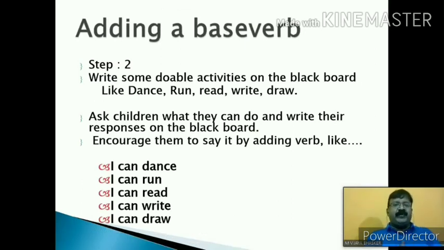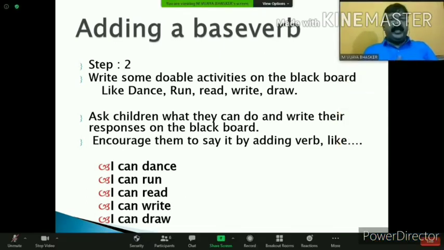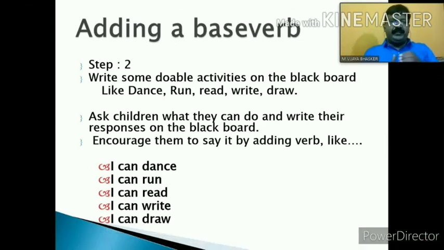Add a base verb to the expression, that is I can. For this purpose, you have to write some action words on the board. And these action words are nothing but the doable activities of the children. I have given you some examples here like dance, run, read, write, draw, etc. All these are doable things by the children.